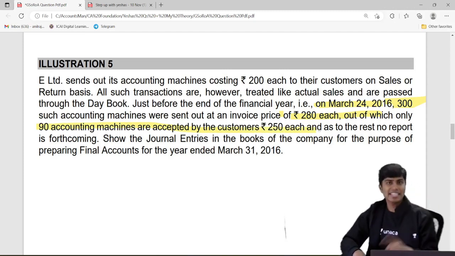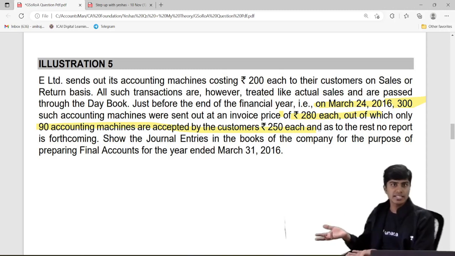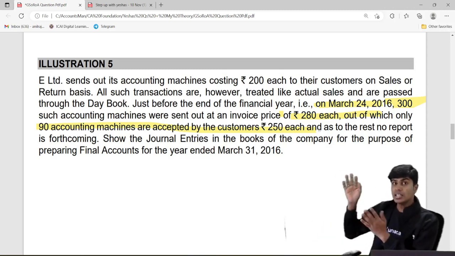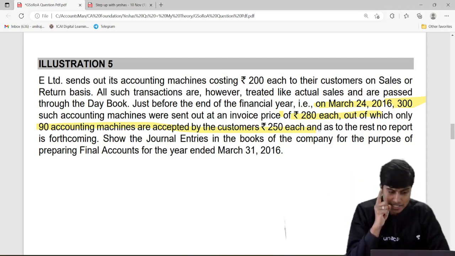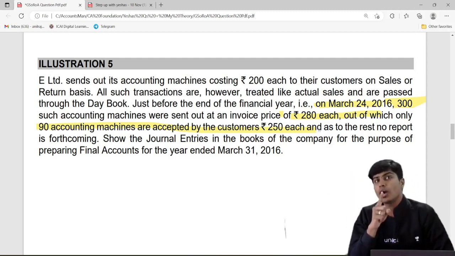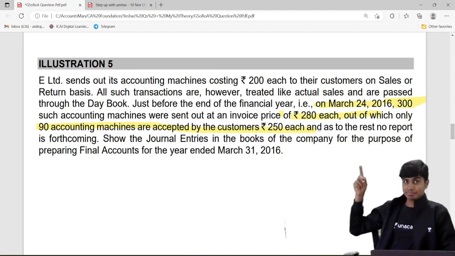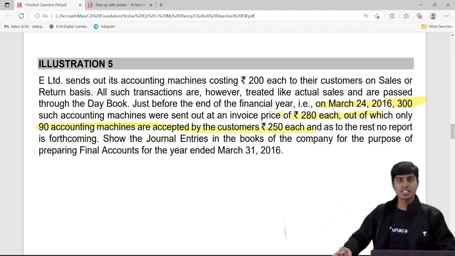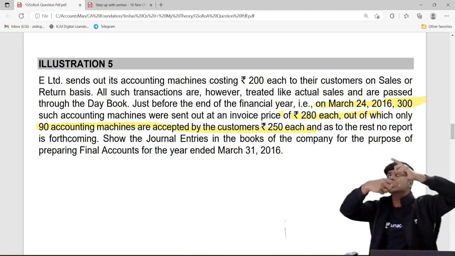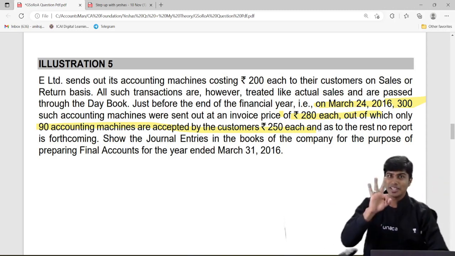When the customers accept, we don't have to write any separate entry. Why? We already passed the sales entry optimistically when we sent, even before we receive acceptance. However, here the acceptance is received at a price of 250, which is 30 rupees lesser than the price at which we sent. So we have initially recorded the sale entry at 280. We've received the acceptance at 250. So we need to reverse.